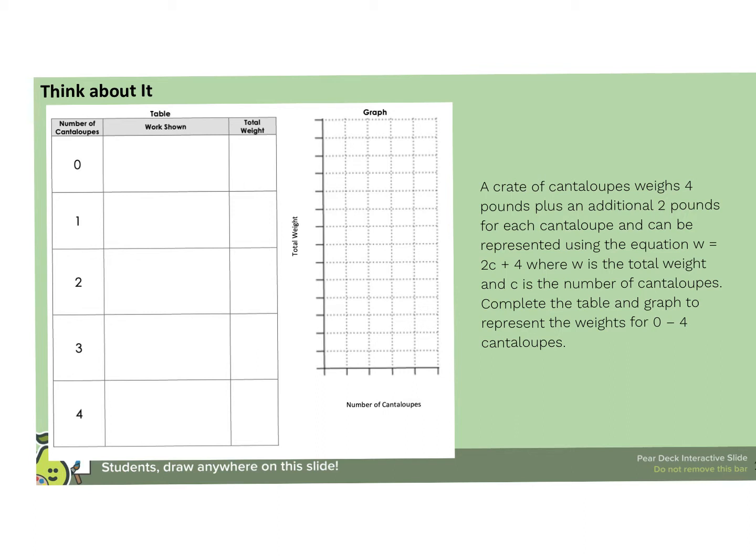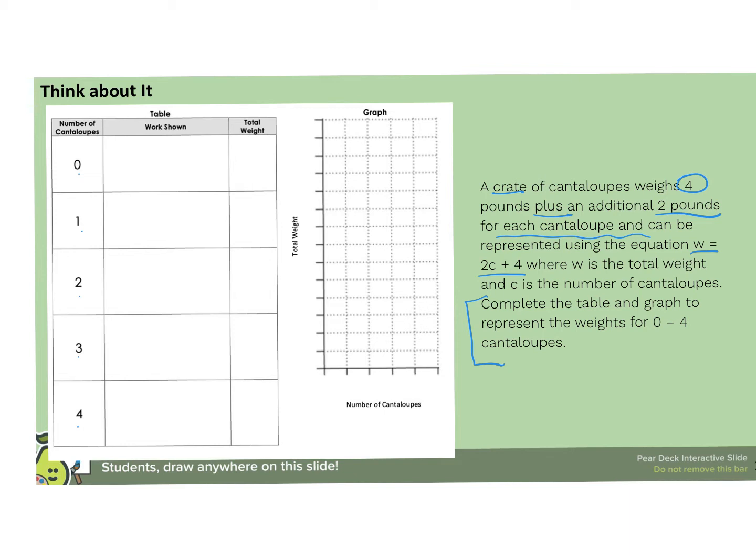So we have a crate of cantaloupes. It weighs 4 pounds plus 2 pounds for each additional cantaloupe. And so there's an equation that you can use to figure out the total weight, which is weight equals 2c plus 4. So what they're asking you to do is to complete the table for the weights 0 through 4. They've already filled in the number of cantaloupes.